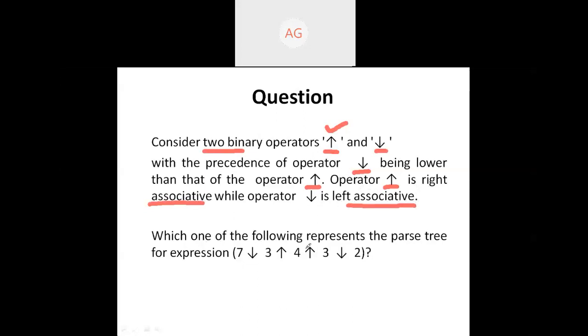Which one of the following represents the parse tree? You need to find the parse tree. First you need to construct the parse tree of this expression. Just do it by yourself in 2 minutes, according to the conditions given in the question, and after that I will give you a hint on how to construct the parse tree.